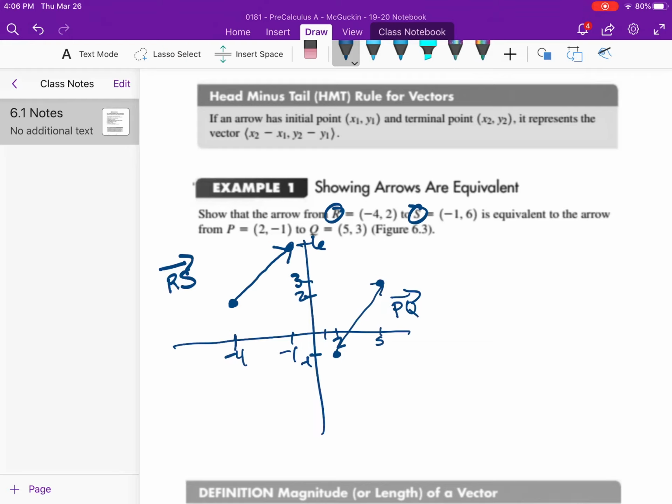In order to show that these are equivalent, we can use that head minus tail rule. So we have -1 minus a -4, comma 6 minus 2. That means -1 plus 4, of course, is going to give us +3, and 6 minus 2 is going to give us +4. And that is going to be equal to vector RS.